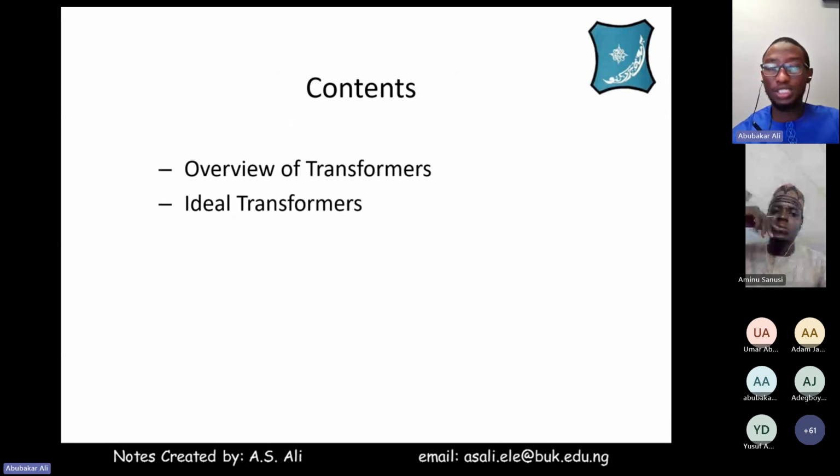So the lecture is divided into two sections. The first one is just an overview. And then in the second part, we're going to deep dive into ideal transformers.